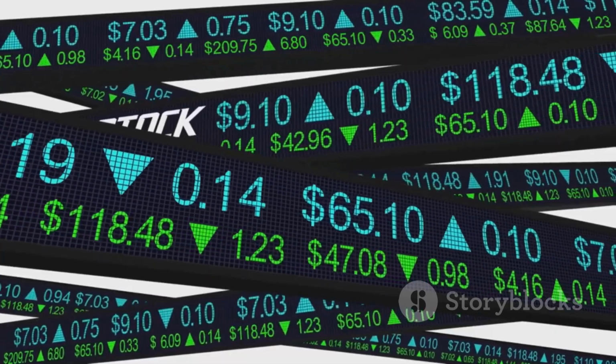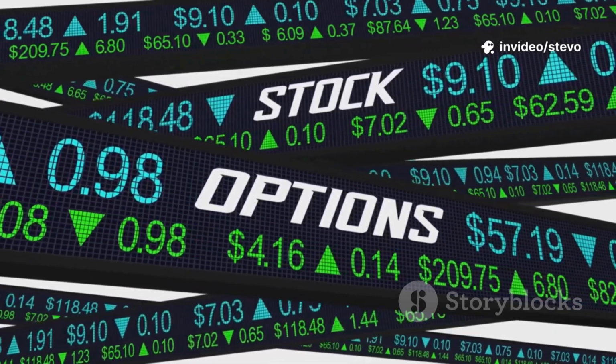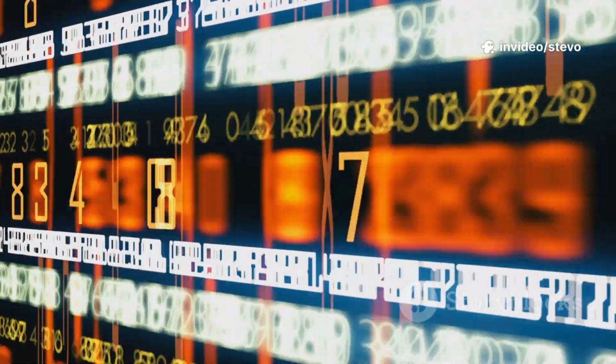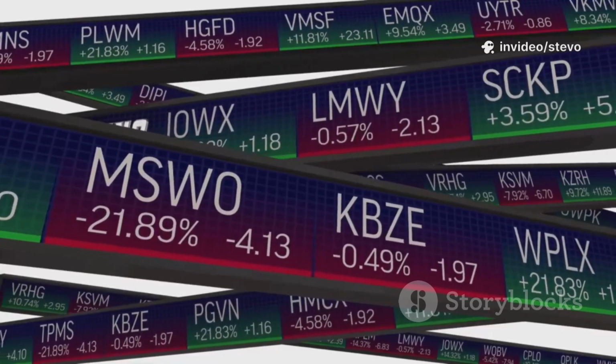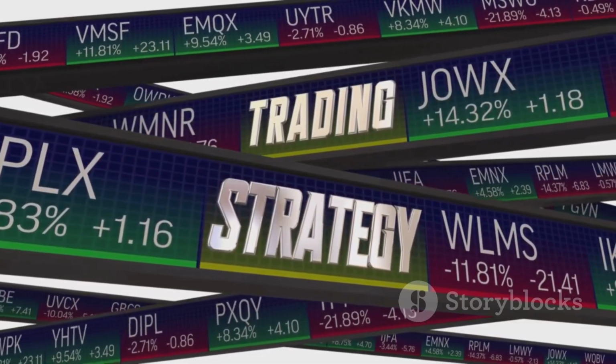Look at out-of-the-money, OTM, and in-the-money, ITM, strikes. Pay attention to round numbers or congestion areas on the options chain. Focus on strikes near the current stock price and high open interest levels for liquidity.